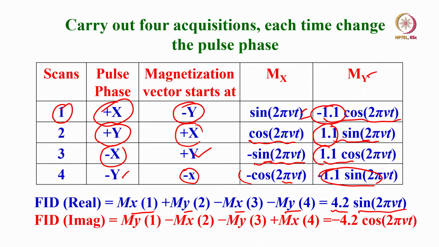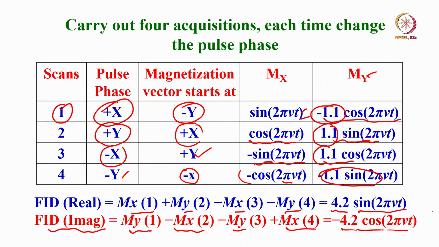In the other case, I will take the FID of the imaginary part. Whatever you took Mx for in the real part, you have to take My for in the imaginary part. My of 1 you take, and Mx of 2, My of 3 and Mx of 4 you take. And now co-add everything, it turns out to be minus 4.2 cosine of 2 pi nu t. What did you do?